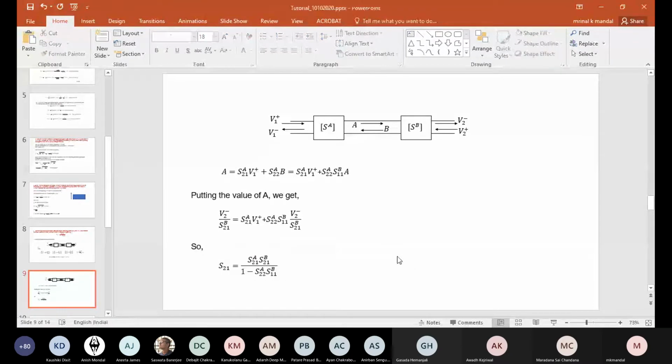Any confusion for this part? Please switch on your microphone and ask me if you have.